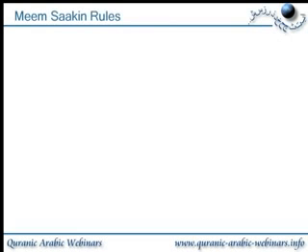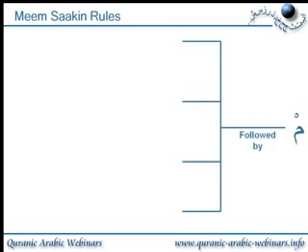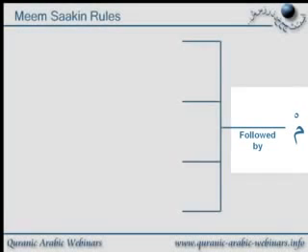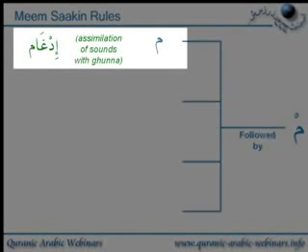Okay, now the rules for Meem Saakin. There are a few rules here. We have the Meem Saakin, and we're showing the Sukoon as a round circle; that's our computer font. If the Meem Saakin is followed by certain letters, then we apply certain rules. The first one: if the Meem Saakin is followed by another Meem, we do Idghaam, which stands for assimilation of sounds, plus we apply a Ghunna. Again, we're going to explain this in a minute.